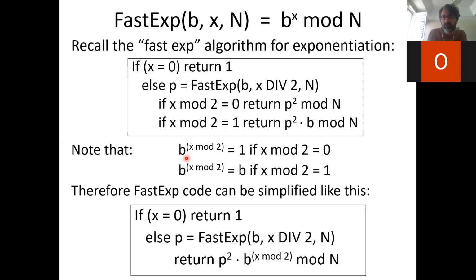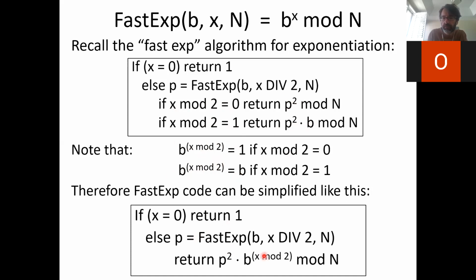Now note that I can represent this with x mod 2. If x mod 2 is 0, then I don't multiply by b. If x mod 2 is 1, then I do multiply by b. Well, I can just say you always multiply by b, it's just that the exponent is x mod 2. Because if x mod 2 is 0, then b to that is really just 1, so there's no multiplication really happening. And if x mod 2 is 1, then b to x mod 2 is b.